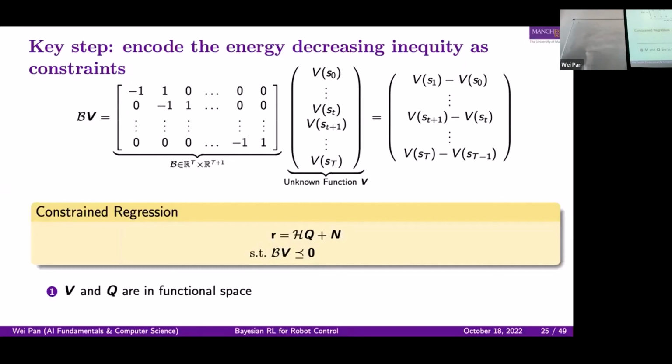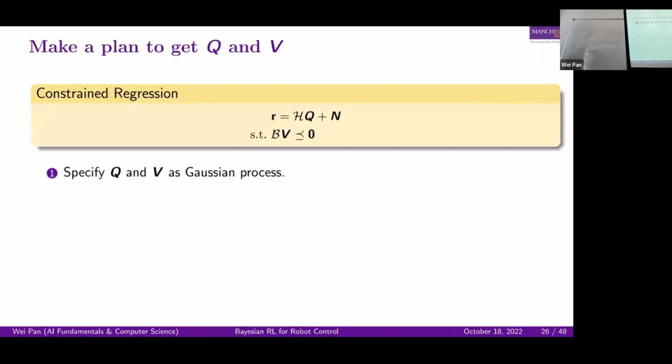However, there are two problems. The first problem is that V and Q are in function space. And the second, V is the constraint and not Q. I think the key idea is that we want to make a plan to get a V and a Q. So first we specify the V and the Q as Gaussian processes.